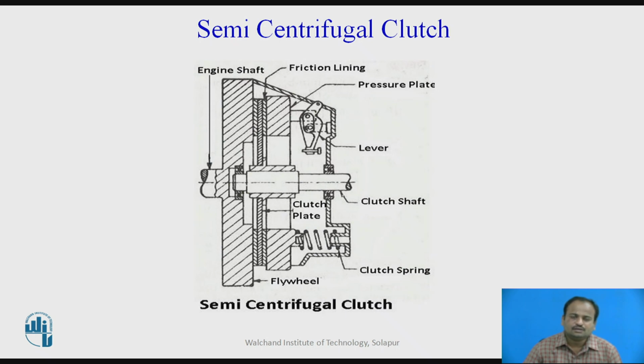Therefore, the effort the driver needs to apply to the clutch is less due to this spring loaded lever. That is the advantage of this clutch. So half of the clutch is automatic and half of the clutch is manual. Therefore this particular clutch is also called a semi-automatic clutch.